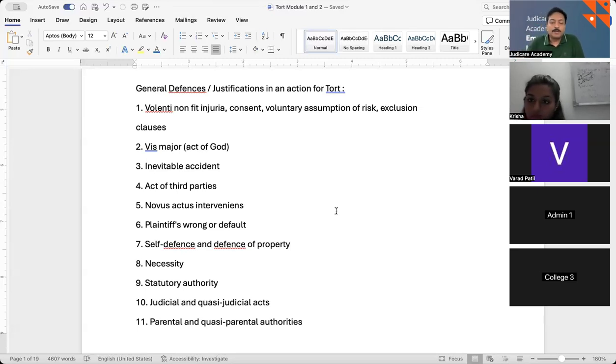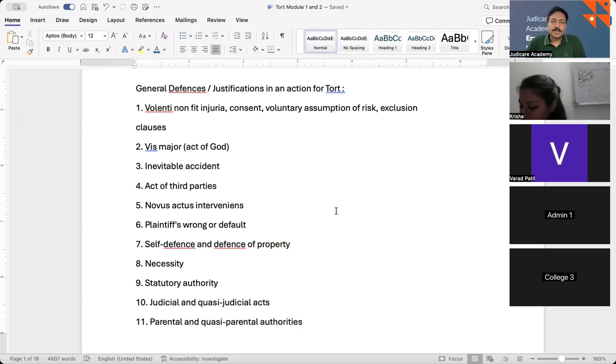Now, the court affirmed that the exclusion clause was effective because it was part of an agreement made between the two parties with a proper understanding under a contract, and the liability was successfully excluded because of the enforceable exclusion clause in the contract, which was reasonable. So this is about volenti non fit injuria, consent, voluntary assumption of risk, and exclusion clauses.